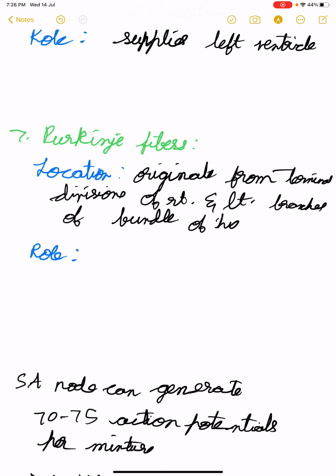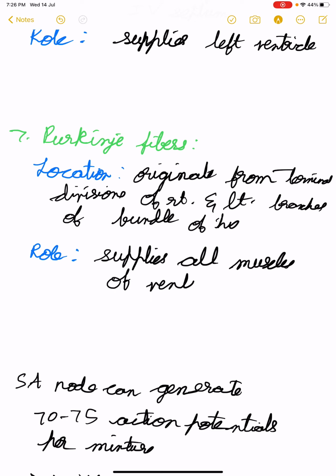First we have SA node, internodal fibers, AV node, which continues as bundle of His. Then in IV septum it gives right and left branches, and in the end it terminates as Purkinje fibers. Okay. So what is the role of Purkinje fibers? This supplies all muscles of ventricles.